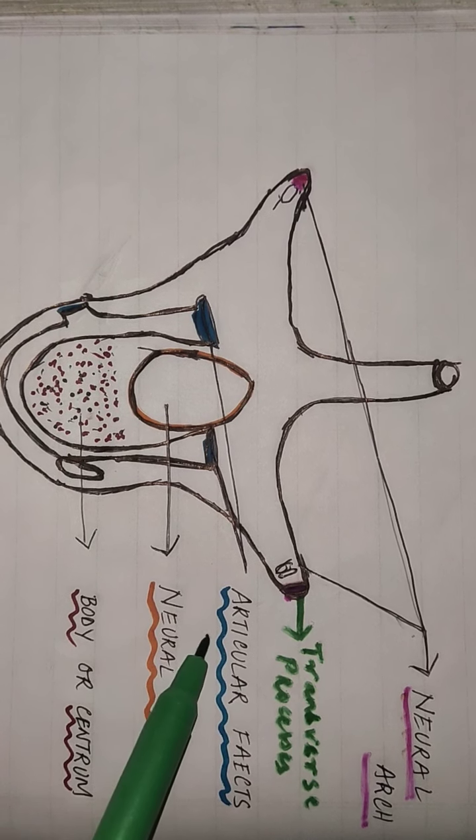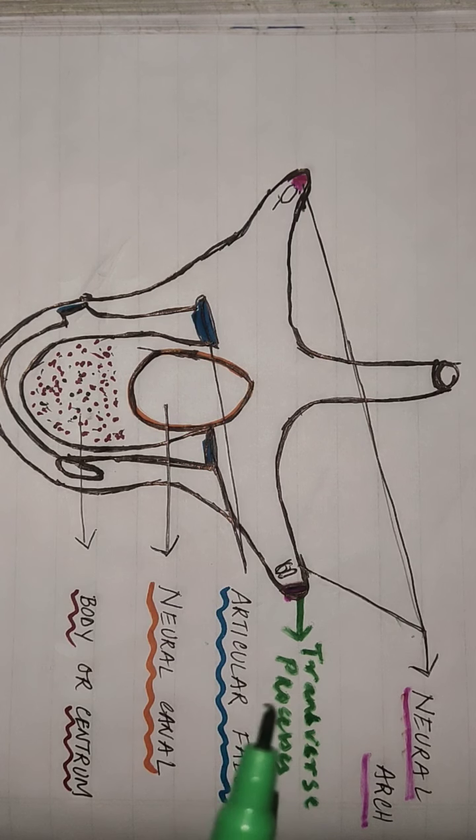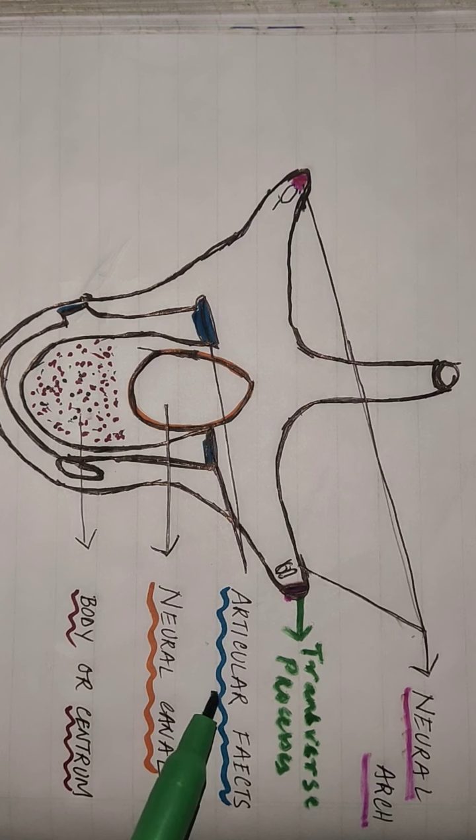Now, the neural arches, two neural arches, also bear articular facets, which help in joining two vertebrae, one behind the other.